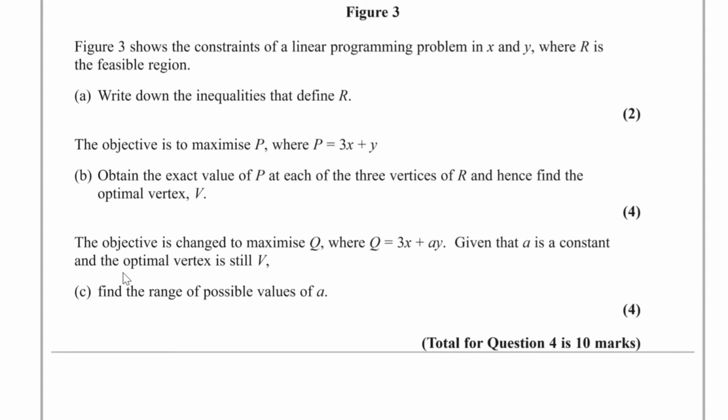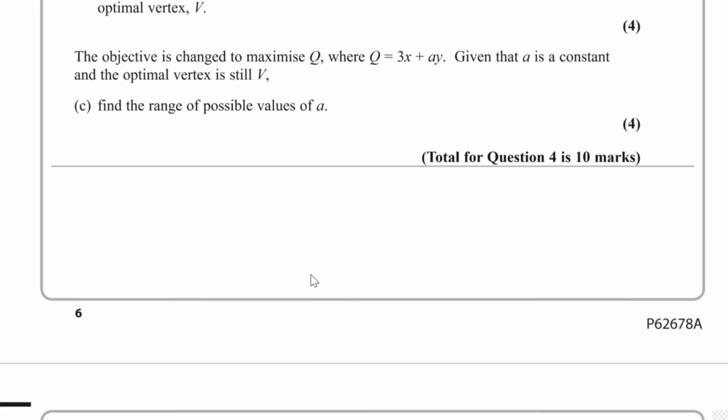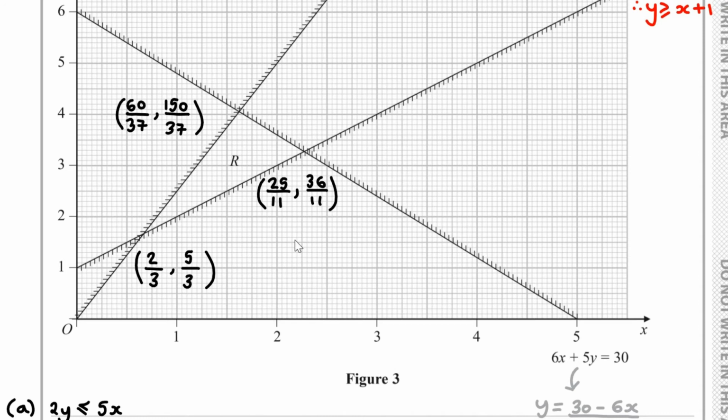For part C of the question, the objective is changed to maximize q, where q is equal to 3x plus ay. Given that a is a constant and the optimal vertex is still v, we have to find the range of possible values of a. Well, if the optimal vertex is still here, that means substituting this coordinate into q will give a larger value than substituting this into q and this into q.